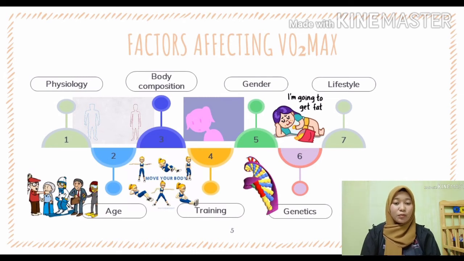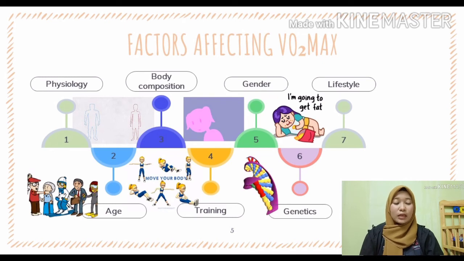The third is body composition. VO2 max score decreases as the percentage of body fat increases. Okay, next is training. VO2 max can only be improved by 10 to 20% following training. The best methods of training to improve VO2 max include continuous training and aerobic interval training. Next is gender. The typical untrained male has a value of 3.5 liters per minute, while female is approximately 2 liters per minute. Next is genetics.